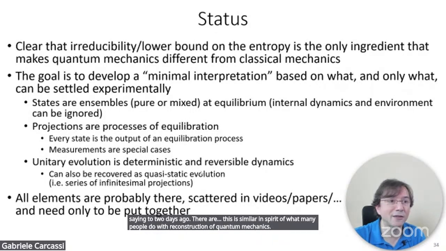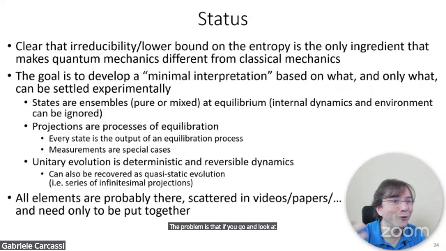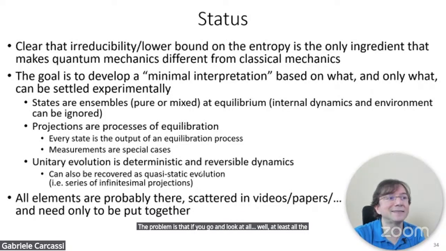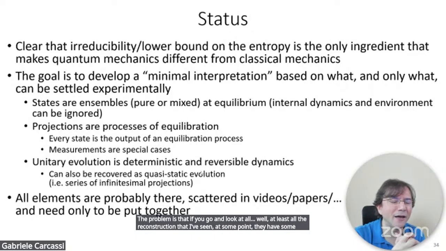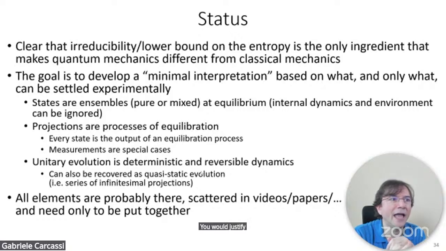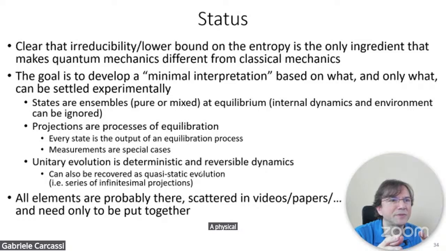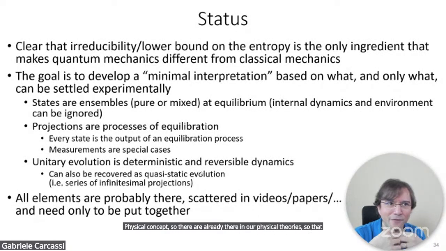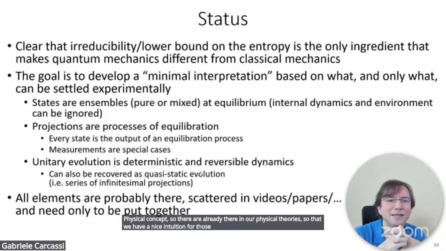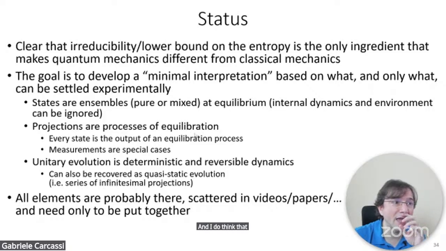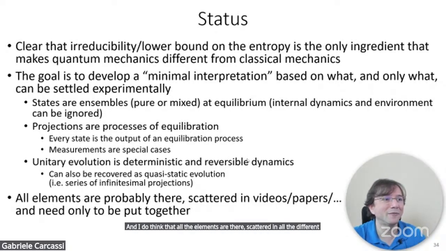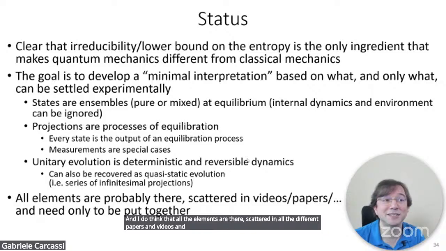The problem is that if you look at at least all the reconstructions that I've seen, at some point they have some mathematical requirement that it's not clear how you would justify from the physics. And here we're striving to use only physical concepts that are already there in our physical theories, so that we have a nice intuition for those, and they work, they make sense. And I do think that all the elements are there, scattered in all the different papers and videos and notes. They just need to be all put together.